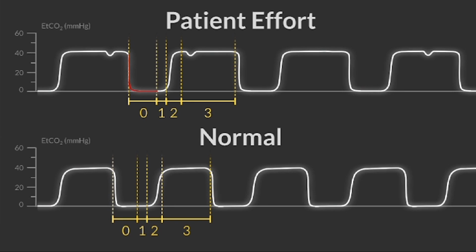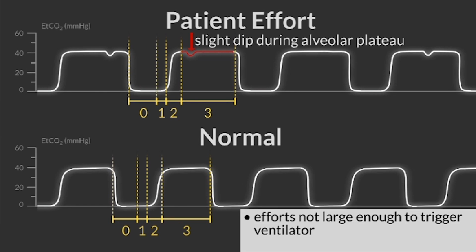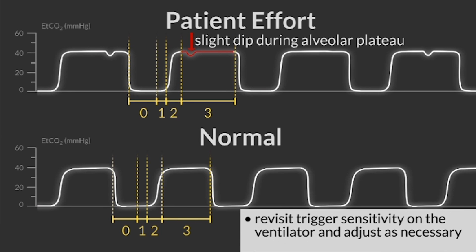You'll see that the patient inhales, begins to exhale, and then during the alveolar plateau has a slight dip before the next inspiration begins. What can happen during mechanical ventilation is that a child is fairly sedated or sometimes even sleepy and their efforts aren't large enough to trigger the ventilator. In this case, you'll see the slight dip during exhalation that would be characteristic of patient-ventilator dyssynchrony. In this case, you may want to revisit your trigger sensitivity on the ventilator and adjust it as necessary.